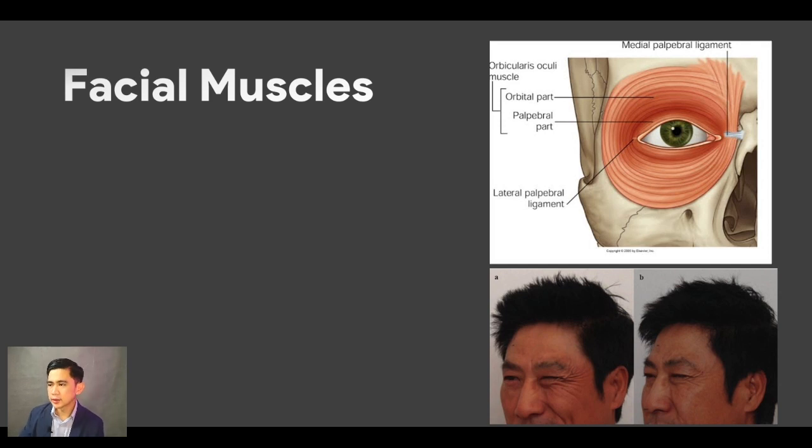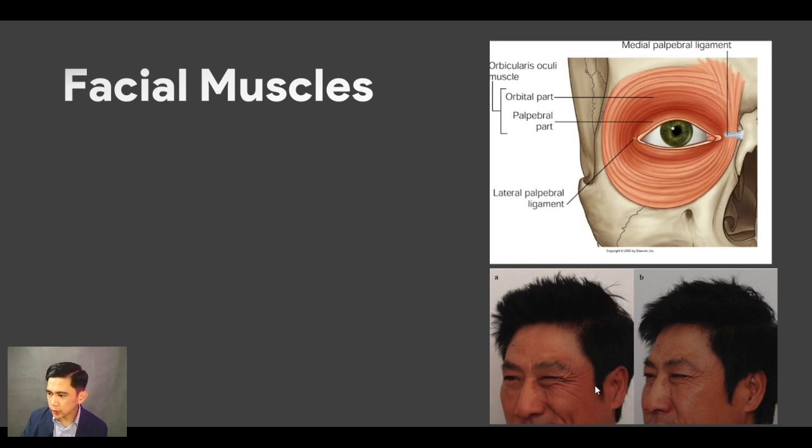Next are the muscles that surround our eye. This is what we call the orbicularis oculi. Notice that the orbicularis oculi is a circular muscle, it has an insertion and origin typically at the same place at the medial palpebral ligament. So when it contracts and shortens, it will make the eyes squint. But not only do the eyes squint, the skin surrounding the eyes also folds.